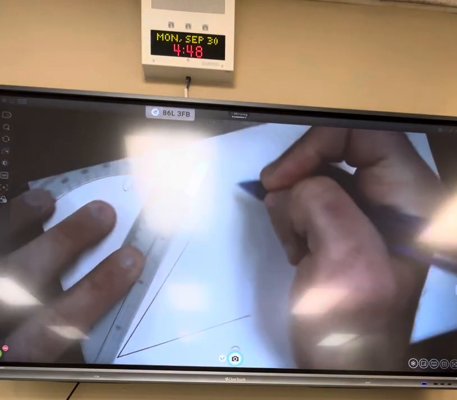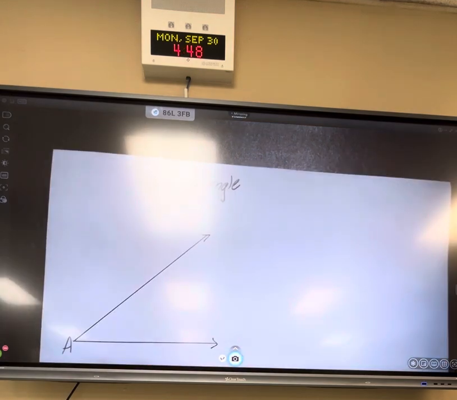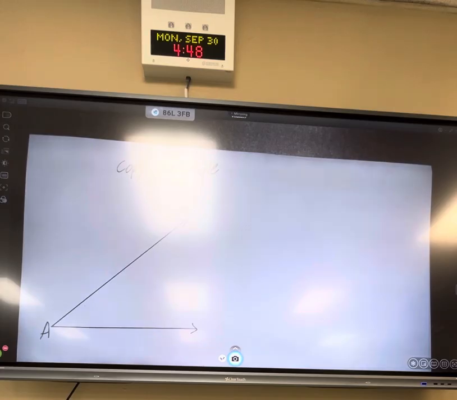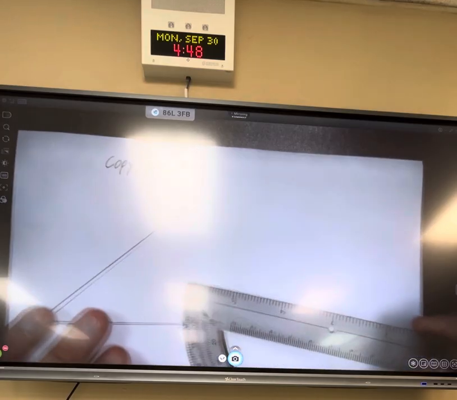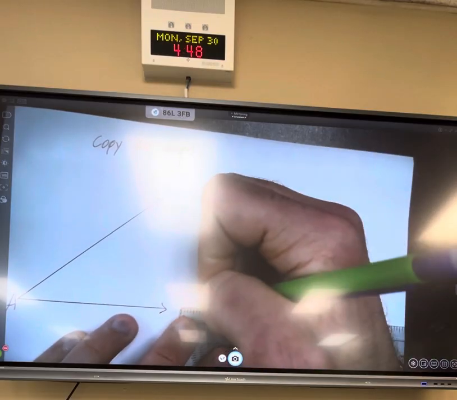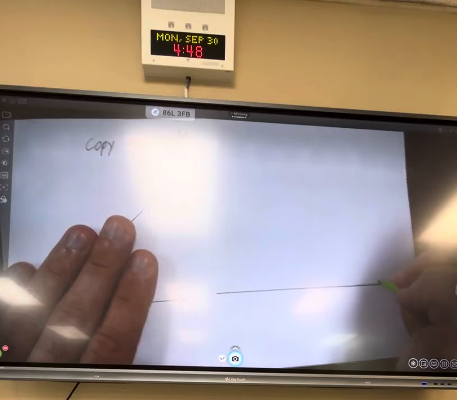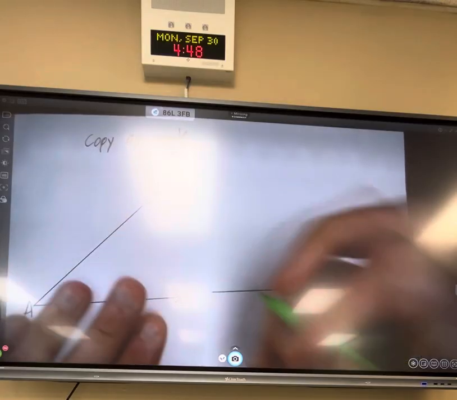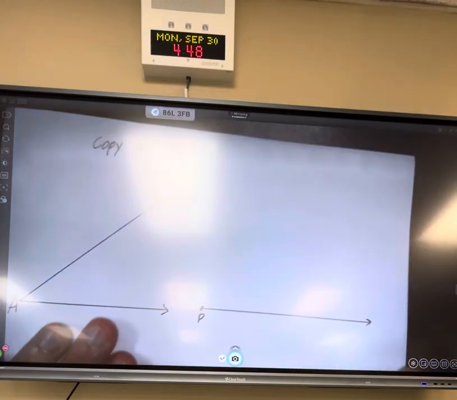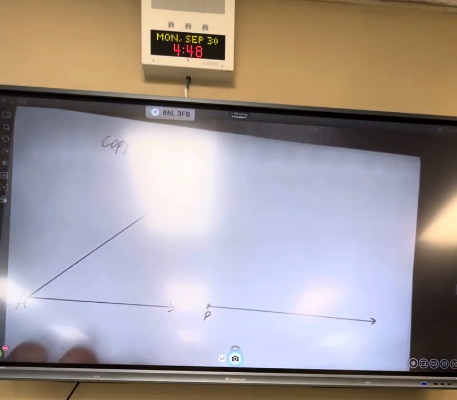Right here. Okay? Angle, let's call this angle A. So now the first step, let's look at our notes that you guys should have. Draw a ray with endpoint P. Endpoint P.